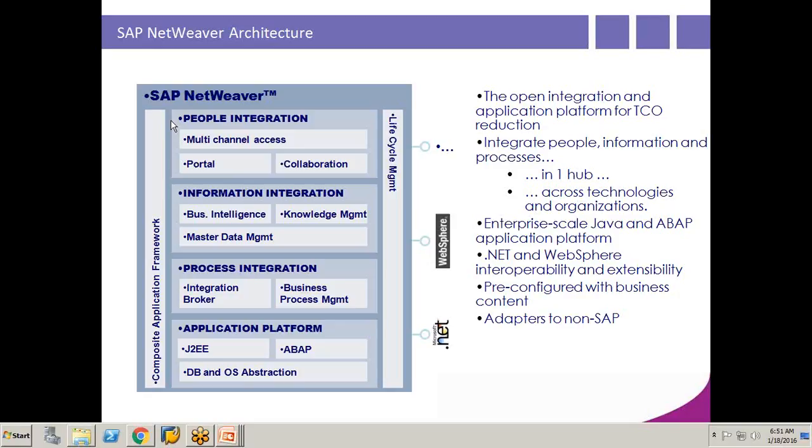So these four layers make the Netweaver platform: application platform, process integration, information integration, and people integration. We can remember it as PIPA or POPI. See, P, I, P, A, the first letters: people integration, information integration, process integration, application platform. Or POPI, P, A, P, I. Either way you can remember. So this makes the Netweaver platform. These are the components of the Netweaver platform.